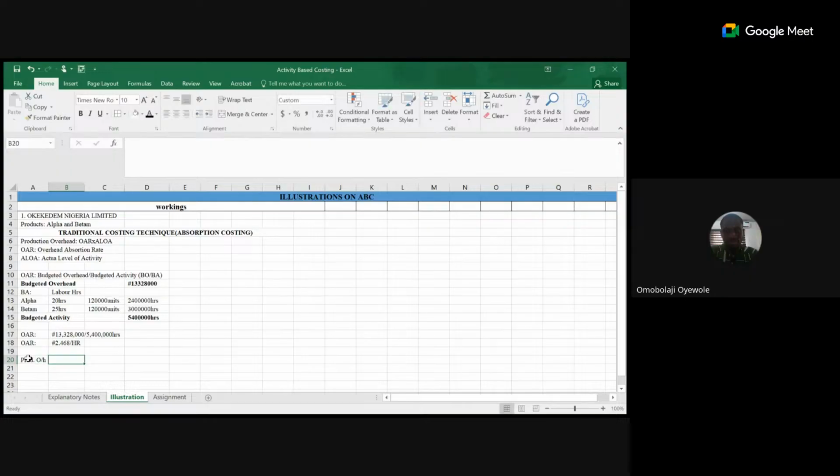Production overhead. Remember, what's the formula for production overhead? OAR multiplied by actual level of activity. So let's go. We'll take it product by product. The first product is what? Alpha. Remember, we are using the actual hours here.